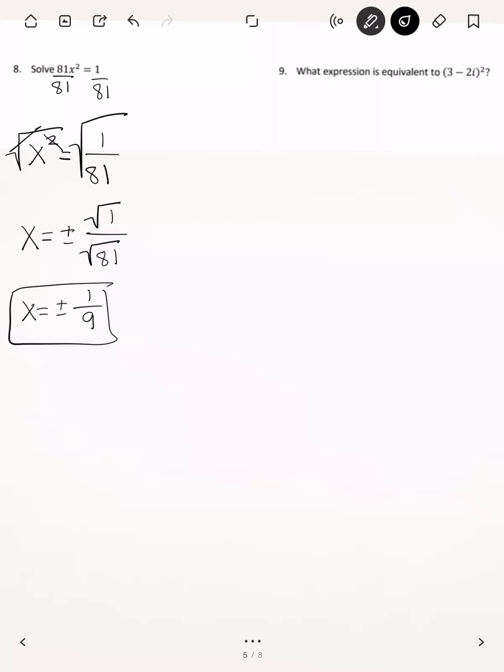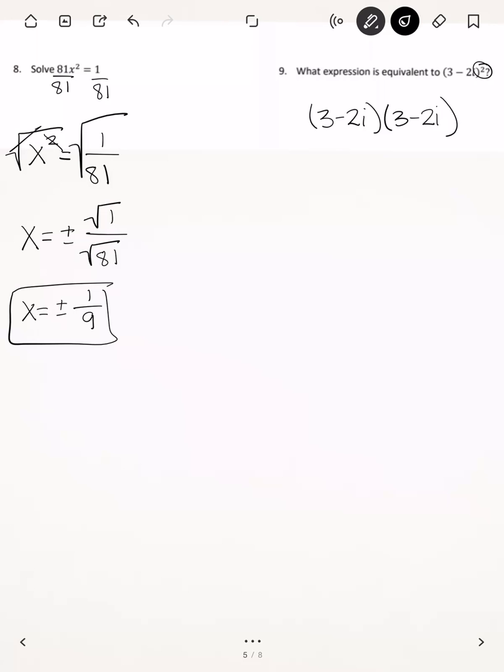The next question is 24 on yours, I believe. Sorry, my numbers again are messed up. It says, what expression is equivalent to (3 minus 2i) squared? Well, remember, since the exponent is 2, that means I have 2 of them. So I have 3 minus 2i times 3 minus 2i.